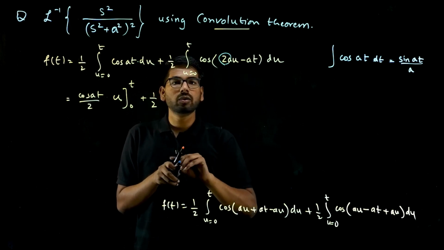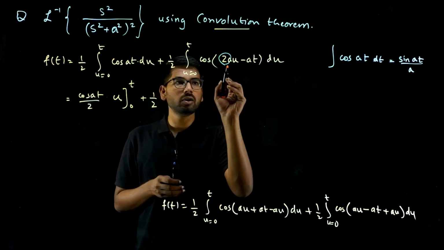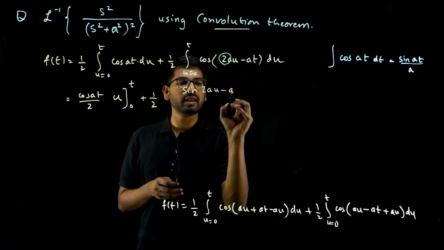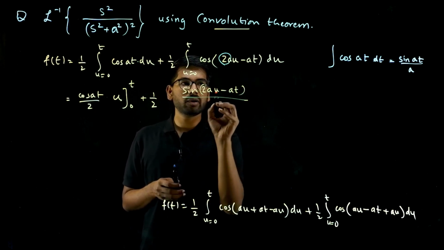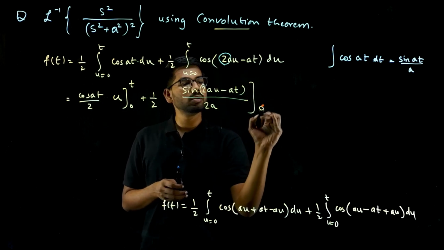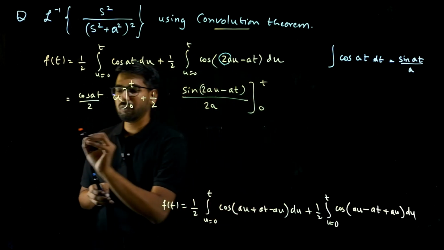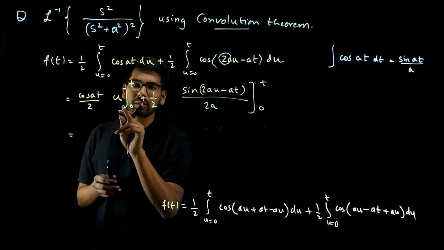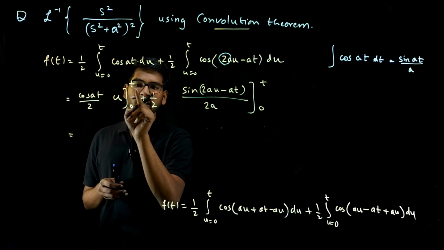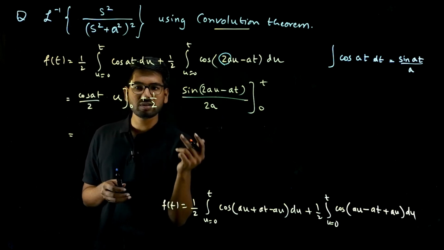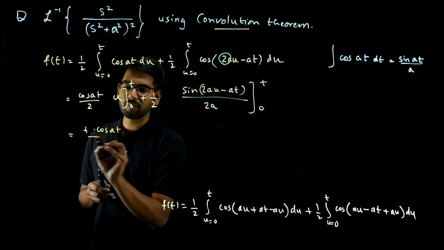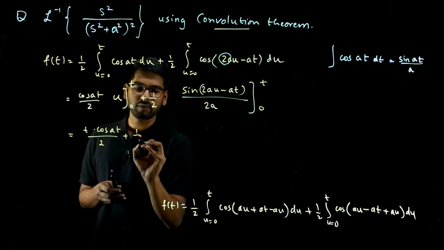Okay, so what you have to do is integration of cos(2au minus at) is sin(2au minus at) divided by whatever the coefficient of u is, from 0 to t. So if you evaluate the limits, how do you evaluate limits? Upper limit minus lower limit. So in place of u, if you substitute upper limit t minus 0, t minus 0 is t. So this function will be t times cos at by 2 plus half.